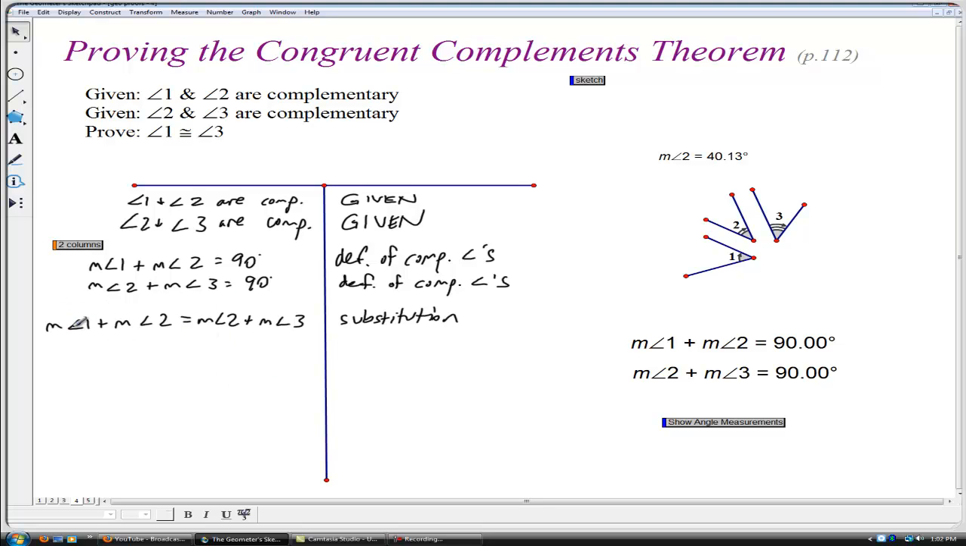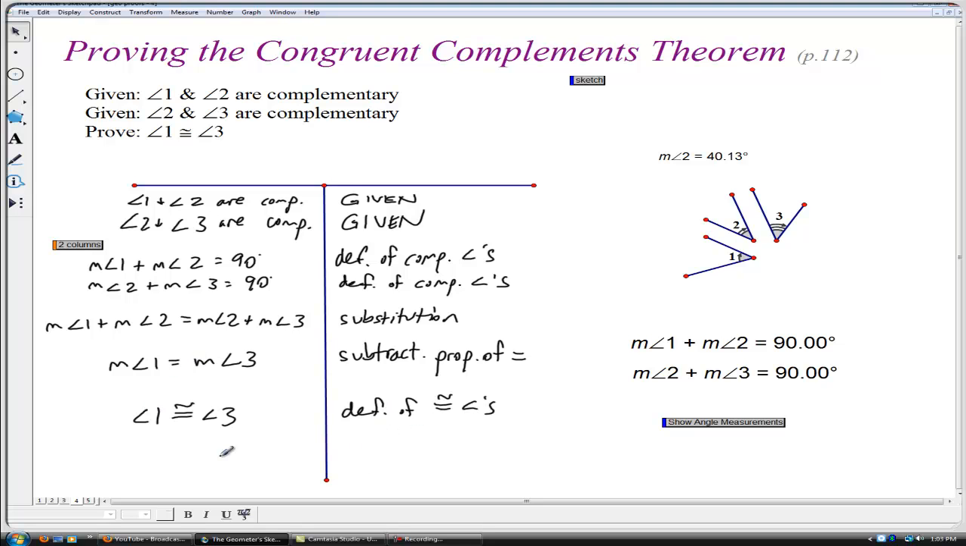Now once again, I have an equation where I can apply the subtraction property of equality in order to achieve what I'm after here, proving that angle 1 is congruent to angle 3. So let's subtract the measure of angle 2 from both sides. And here I'm abbreviating the subtraction property of equality for this step. And lastly, if measures are equal, by definition they're also congruent. And so by definition of congruent angles, I now have angle 1 congruent to angle 3.